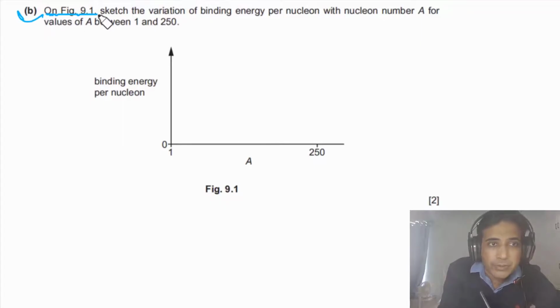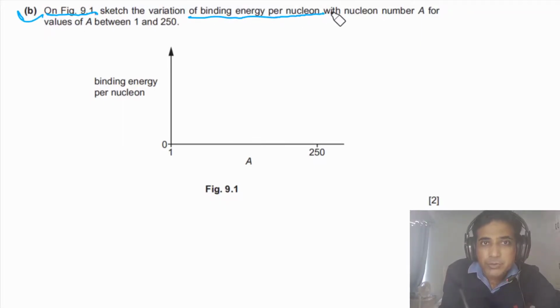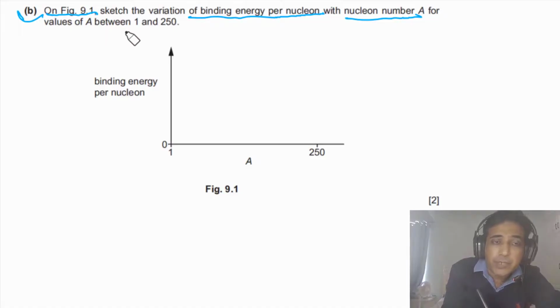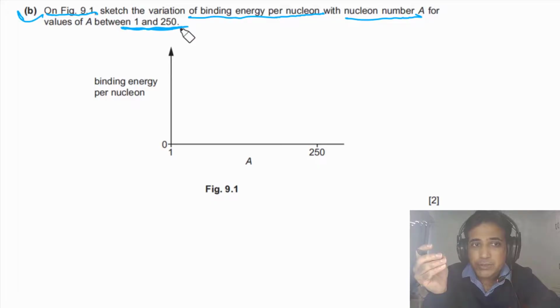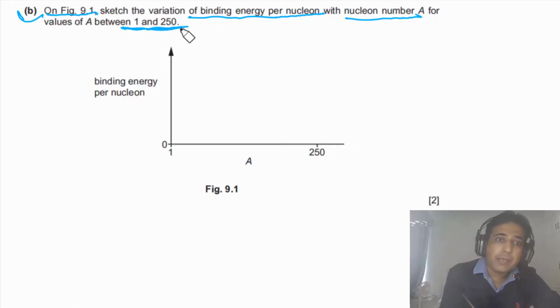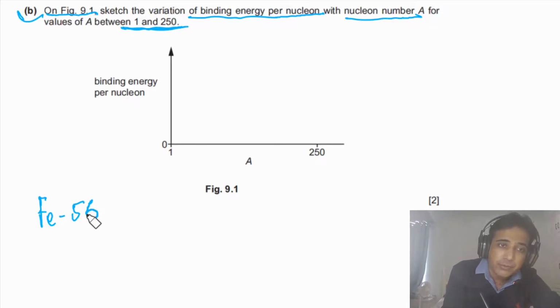Part B says on figure 9.1, sketch the variation of binding energy per nucleon with nucleon number capital A for values of A between 1 and 250. This is a typical question. You need to understand how to sketch the binding energy per nucleon against nucleon number or mass number curve. And we also need to understand that iron 56, Fe56, has the highest value of binding energy per nucleon. So it has the maximum value of binding energy per nucleon.